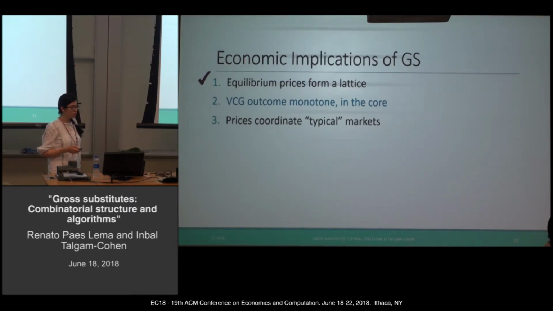Now I want to move on to two other economic implications, and here I'll show you proof sketches. So let's start with the first one. And this one is about VCG. So by the way, any questions about the lattice structure?